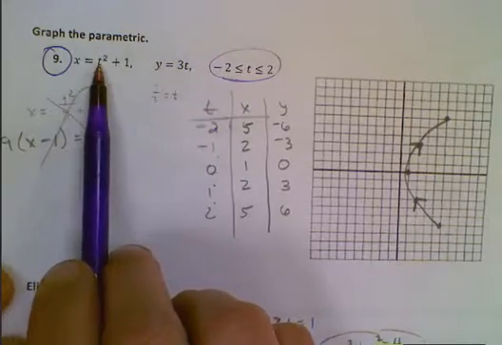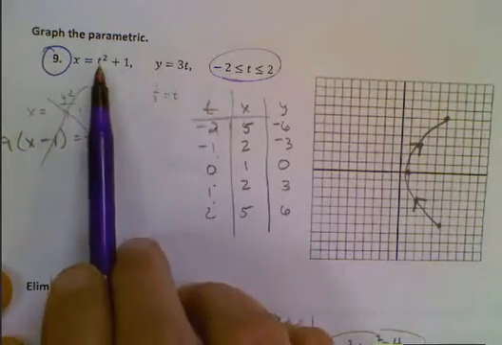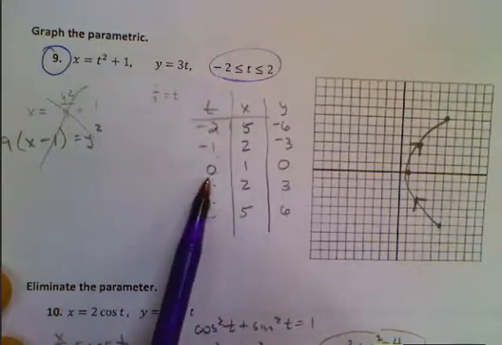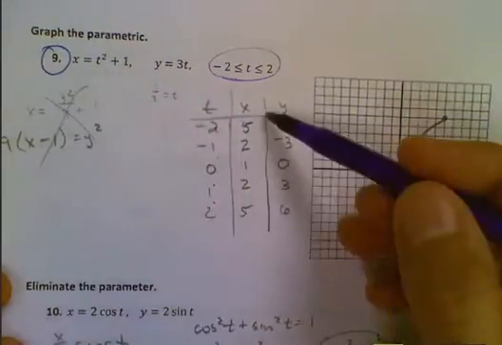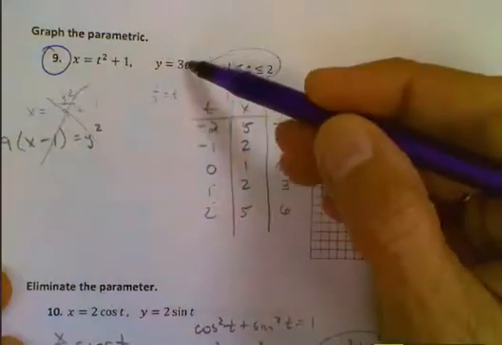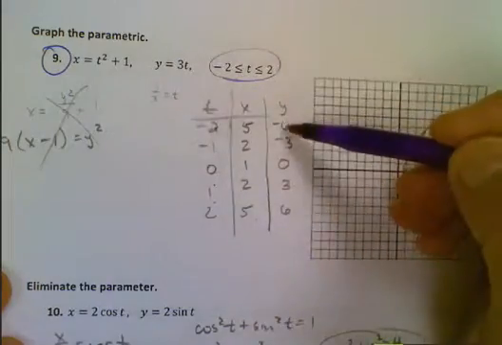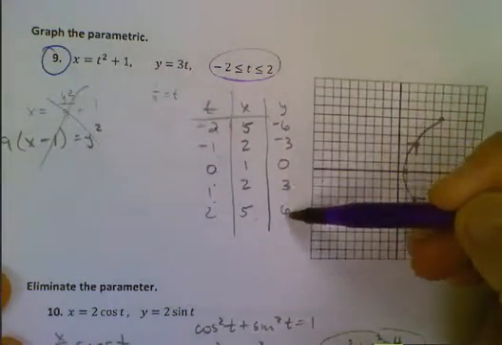So in the X one, that would be -2 squared, 4. 4 plus 1 is 5. I put in -1. 1 plus 1 is 2. Put in 0. 0 plus 1 is 1. Put in 1. So I just plugged in the t values for x. I went over to the y and I did the same thing. 3 times -2, -6. 3 times -1, -3. So I put those in here.